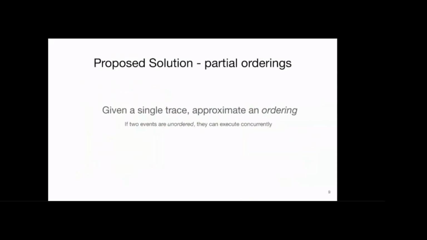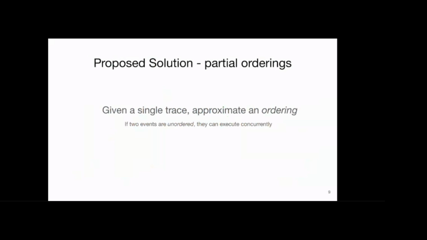So a very common solution is approximating an ordering of a program. What an ordering does is it takes a single execution trace and tries to create an order in which the events have to occur. So what that means is, if two events in the trace are ordered, they cannot execute concurrently or simultaneously. And if two events are not ordered, they can execute simultaneously. So what this means is we can take a trace, we can generate an ordering, and if there are any two conflicting accesses that are not ordered, it's a data race.